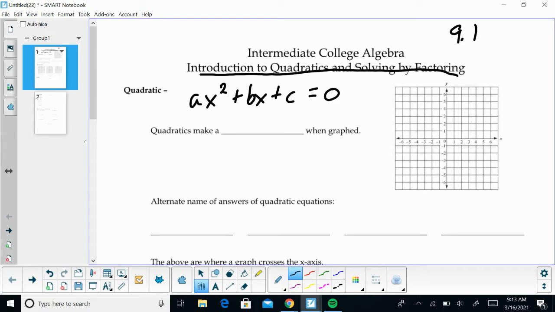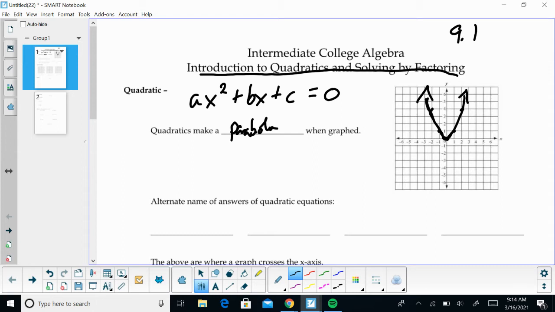Now, a, b, and c are all going to be numbers, integers or fractions, that we'll be replacing in our standard form. Quadratics, just as a reminder, make the shape we call a parabola. And a parabola looks like this. It's different from an absolute value because it's curved at the vertex, or that point where it reflects.